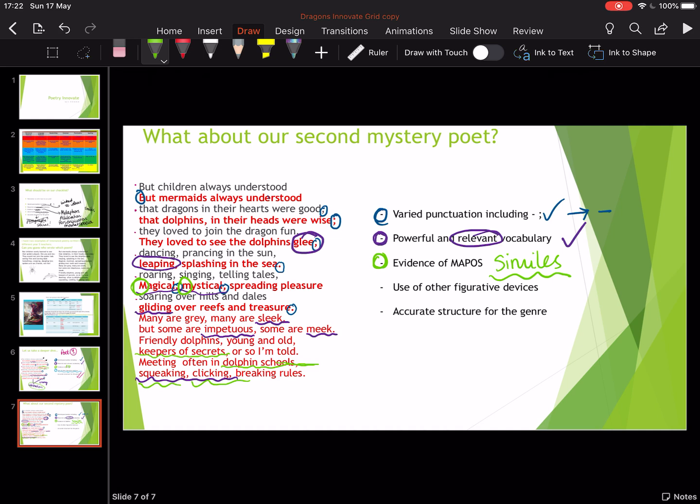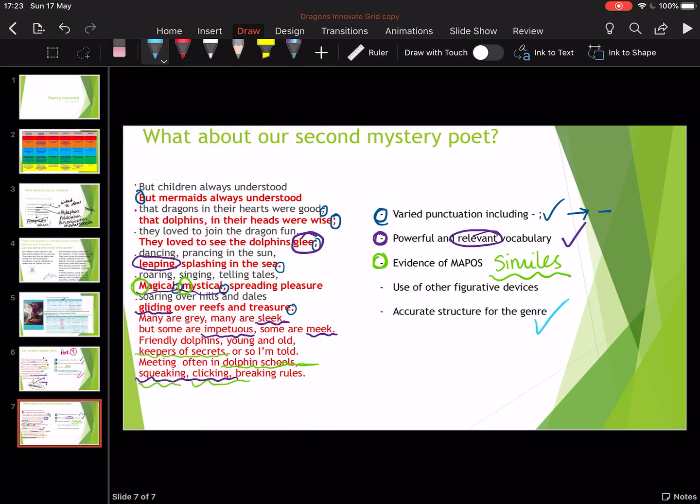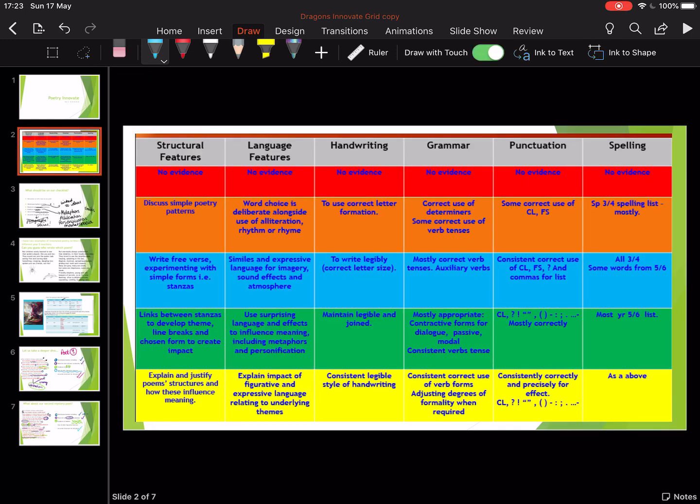Yes, well, it's just the wonderful sort of picture that this whole invented verse paints. So I really like the many a grey, many a sleek. That sort of gives you a look into their personality traits and things like that. So an accurate structure. Yes, this person has definitely given me an accurate structure for their poem. The one thing I would like to point out when it comes to structure is in our grid there was something here, particularly where it says links between stanzas.